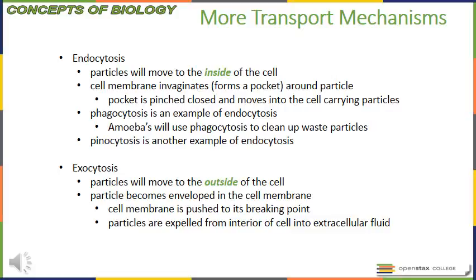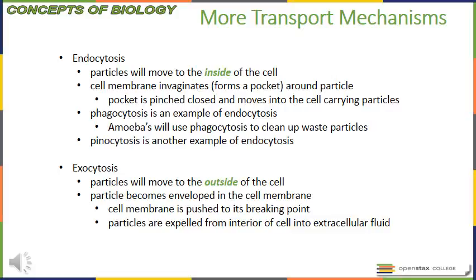You might hear the term invaginate. That just means that the cell membrane is moving inward and it's forming a pocket. Okay. Phagocytosis, you might hear about this. It's an example of endocytosis. It's used in the immune system, part of the white blood cell processes, and you might also hear of it from a single-celled organism standpoint, most notably the amoeba.